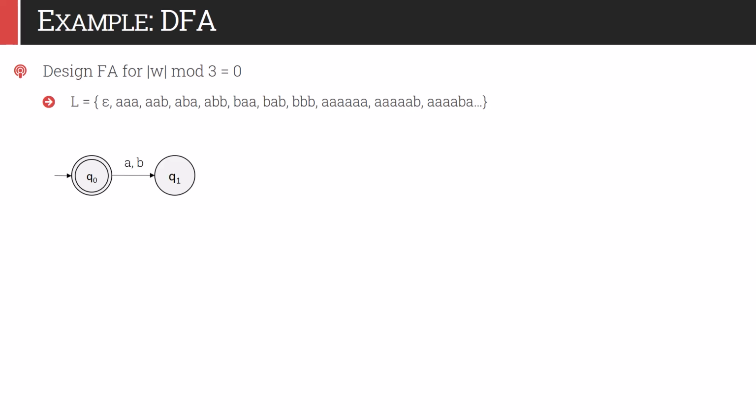And when we read one symbol, it's not a multiple of 3. So we are in another, non-final state Q1. If we read the second symbol, again we are in some non-final state Q2.